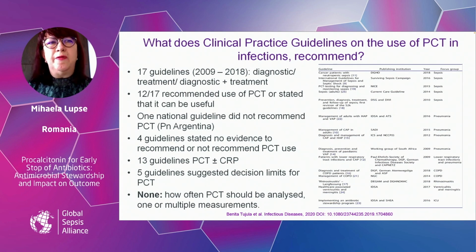A review of guidelines published between 2009 and 2018 regarding diagnosis and treatment of sepsis and respiratory infection shows that only 12 guidelines recommend use of PCT or state that it can be useful, but none offer information regarding how often PCT should be used or how many measurements are necessary.